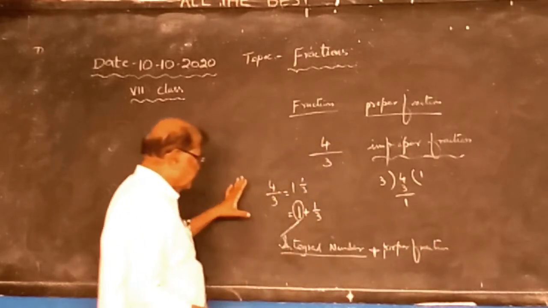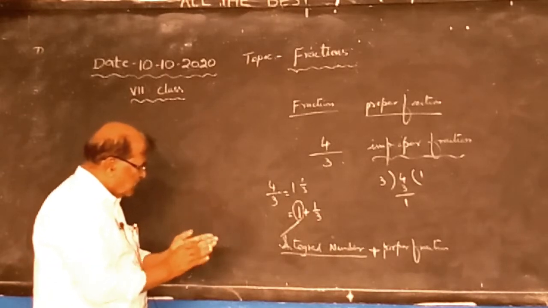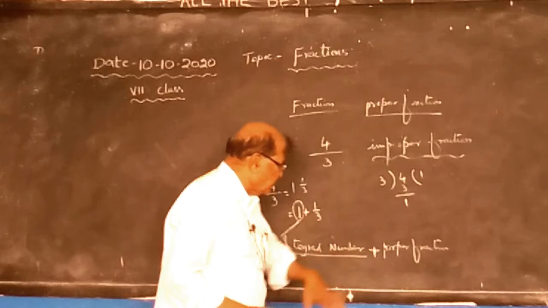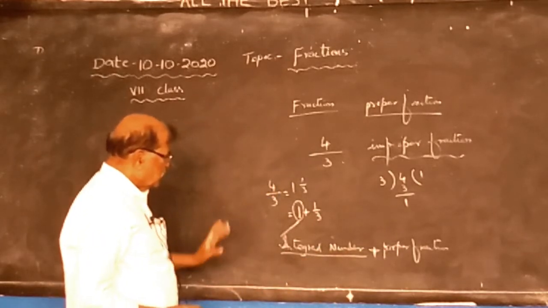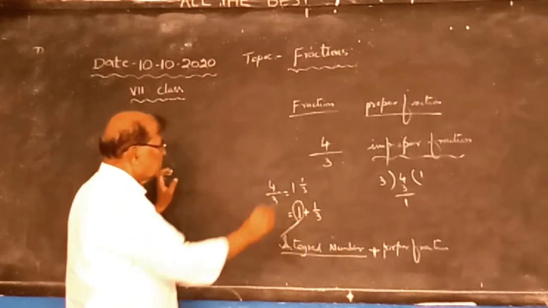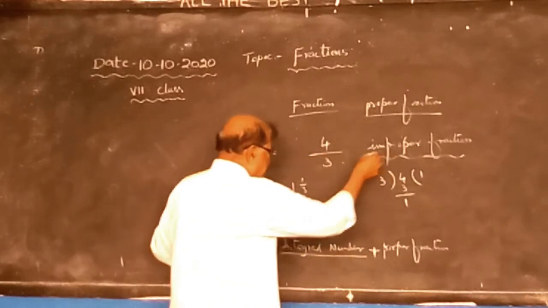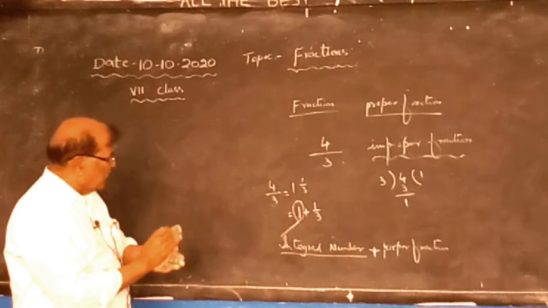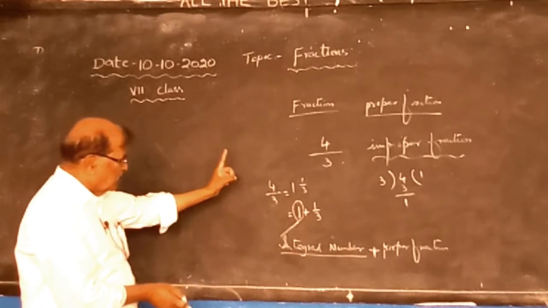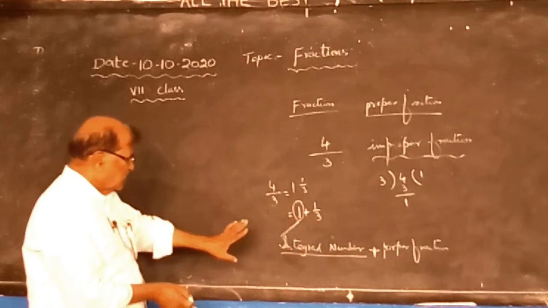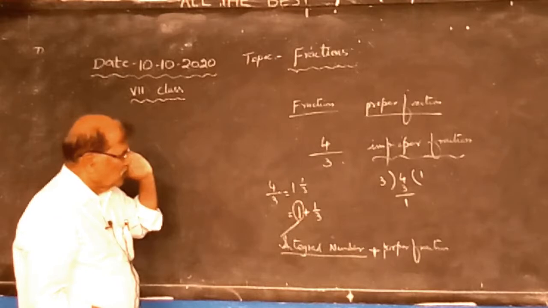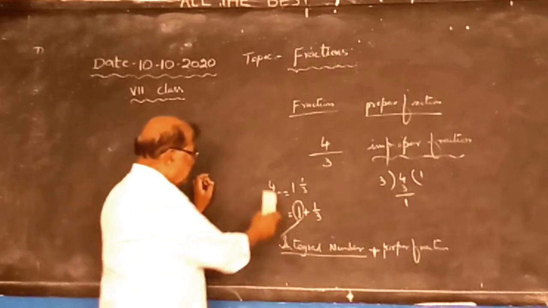So a mixed fraction consists of an integral number plus a proper fraction. This improper fraction, in another way, is called a mixed fraction. What is mixed here? Integral number plus proper fraction, together called a mixed fraction. And the next one is like fractions.